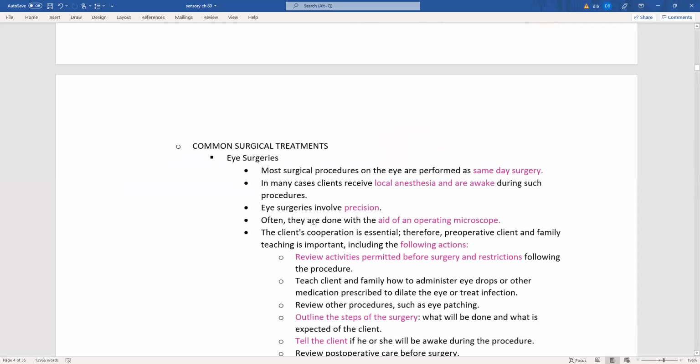Common surgical treatments: eye surgeries. Most surgical procedures on the eye are performed as same day surgery, so you get the procedure and go home for the day. In many cases, clients receive local anesthesia and may be awake during the procedure. Eye surgeries involve precision, meaning everything has to be done right. Often they are done with the aid of an operating microscope.